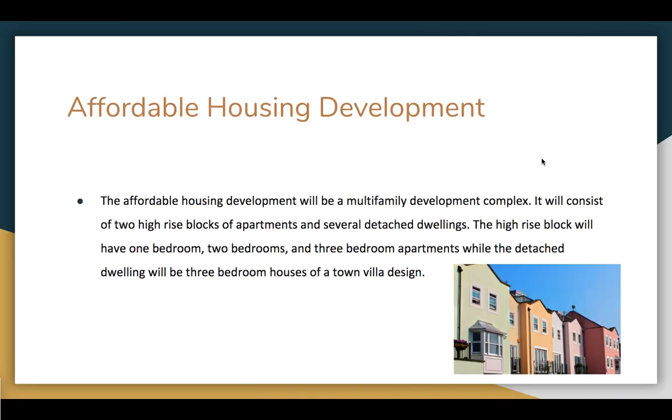The affordable housing development will be a multifamily development complex. It will consist of two high-rise blocks of apartments and several detached dwellings. The high-rise blocks will have one bedroom, two bedroom, and three bedroom apartments, while the detached dwellings will have three bedroom houses of a town villa design.